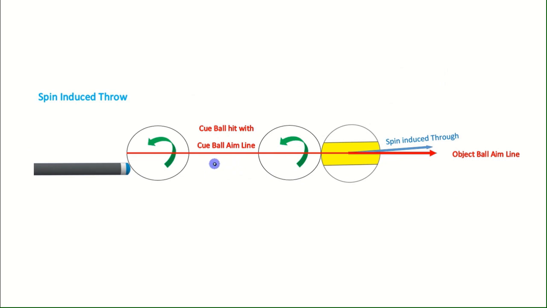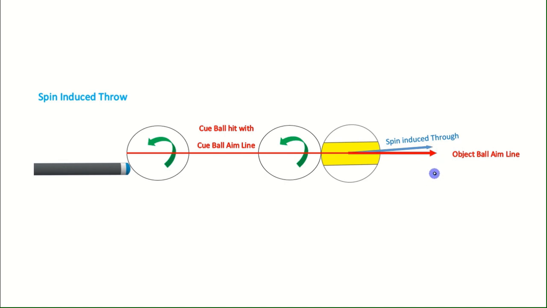When we put side spin on a cue ball, such as right-hand spin in this display, that will cause the face of the cue ball to have a sideways motion. Right-hand spin will have the face of the cue ball moving to the left. When that left motion of the face of the cue ball contacts the object ball in a shot, it will drag the object ball with friction to the left. So the aim line being the red line, the outcome would be the blue spin-induced throw line to the left.